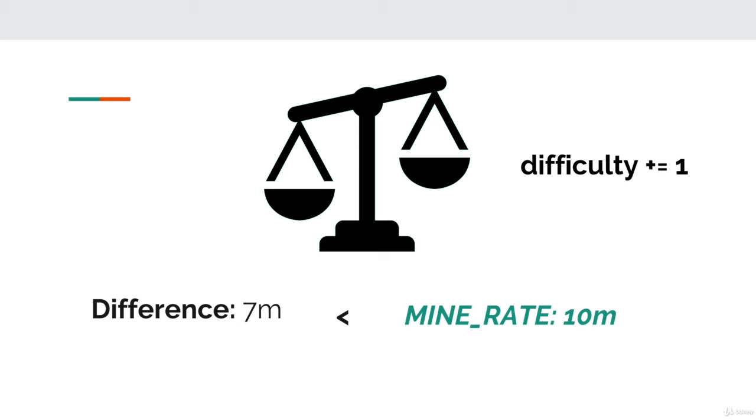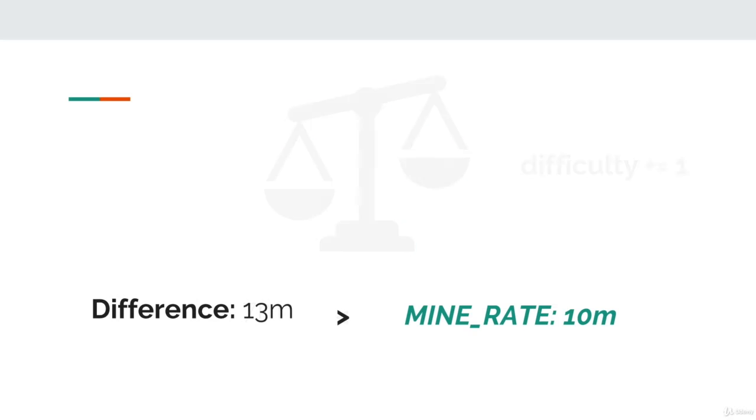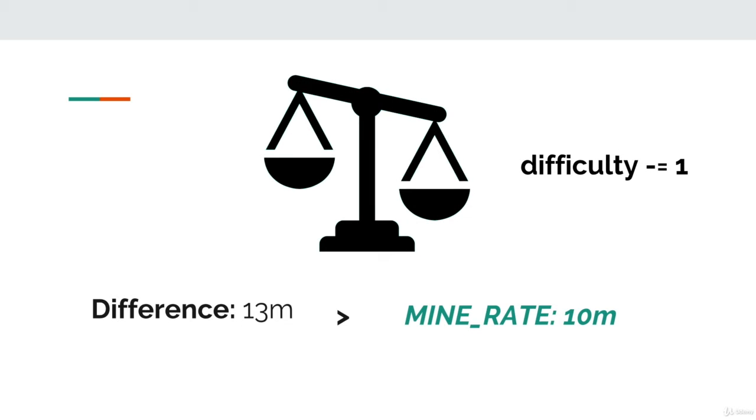On the other hand, if the difference of timestamps between our newest block and the last block is actually larger than our mine rate, we know that the block was mined too slowly. Therefore, we'll lower the difficulty by 1. With this system, we'll always adjust the difficulty for each new block. On average, the time it will take for each new block to be mined will start to adjust around the set mine rate. The difficulty will raise if blocks are being added too quickly. Likewise, the difficulty will lower if blocks are being added too slowly.